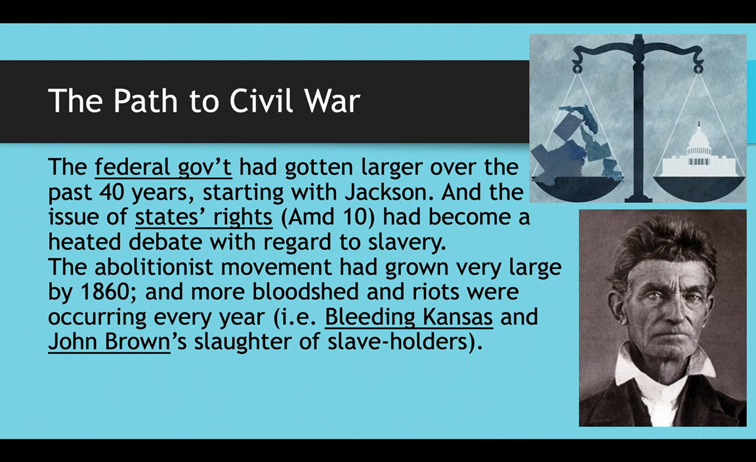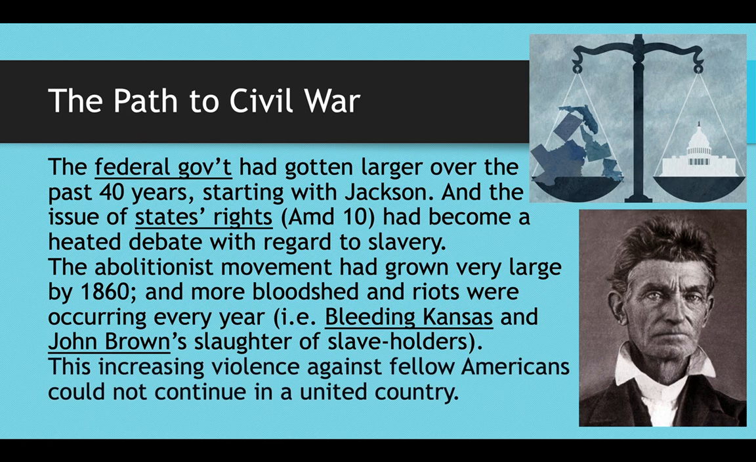The abolitionist movement had grown very large by 1860. And there was a lot of bloodshed and riots that started to occur on a yearly basis. One example would be Bleeding Kansas, where a guy named John Brown, who was a violent abolitionist, took it upon himself to slaughter slave owners. He would invade plantations, and he would kill all slave owners that he could get his hands on. There were a couple of instances of this, Bleeding Kansas, and then Harper's Ferry in modern-day West Virginia. He was later hanged for this. He was hanged for murder, for killing slaveholders. But this increasing violence against fellow Americans really could not continue in a united country.